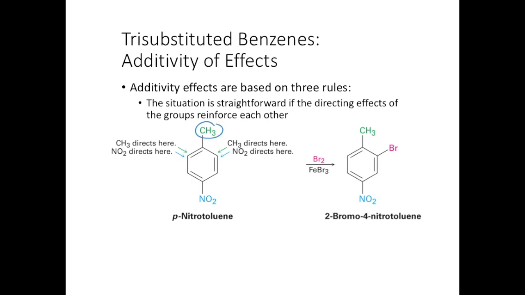So for example, the methyl group is an ortho-para director, so it will direct the incoming group to the ortho position. It can't direct it to the para position because there's something already there. And then NO2 is a meta-director, so it also directs incoming groups to the same position. So if we were to do the bromination reaction with para-nitrotoluene, the bromine would go here. And the two different directing groups reinforce each other.